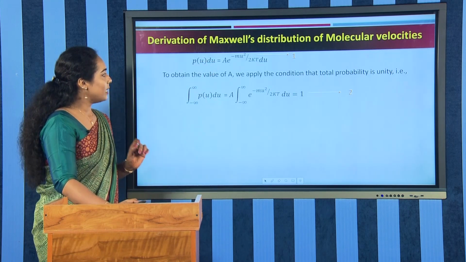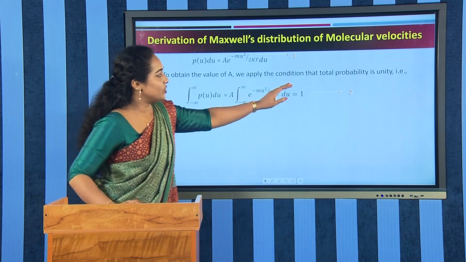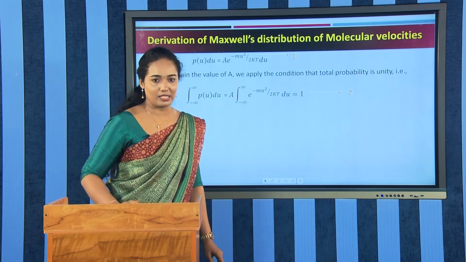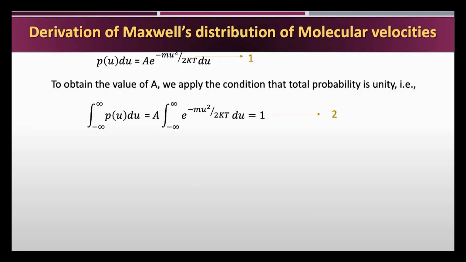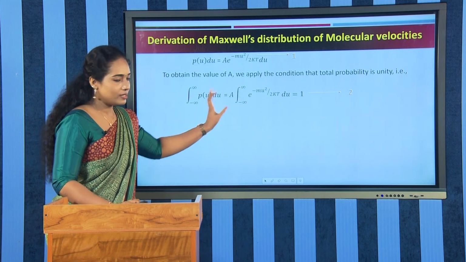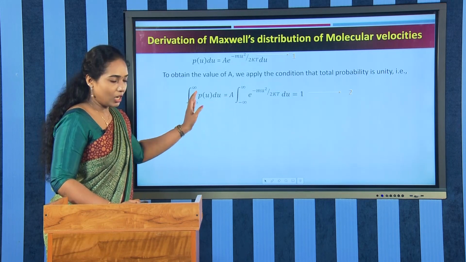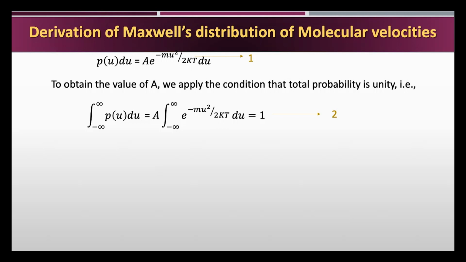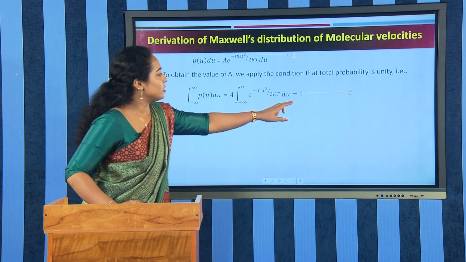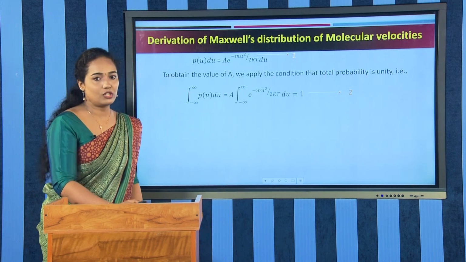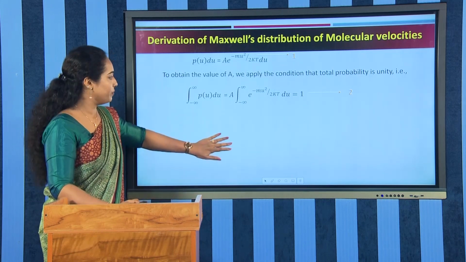Okay. For that, what we assume is that we apply the condition that total probability is unity for this case. That is, the integral from minus infinity to infinity of P(u) du is equal to 1. We are applying the integral to both sides of our equation, so that on the other side we get A, because A is taken outside the integral as it is a constant, times the integral from minus infinity to infinity of e raised to minus mu square by 2kT du, and this we equate to 1 because we have assumed that our total probability is unity.